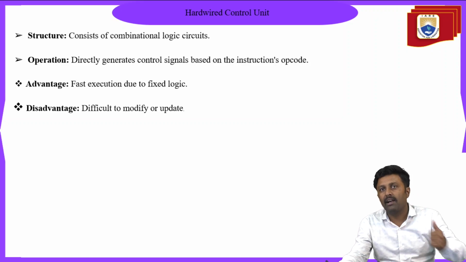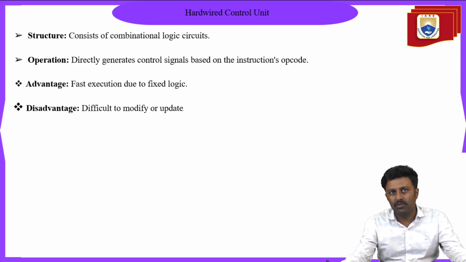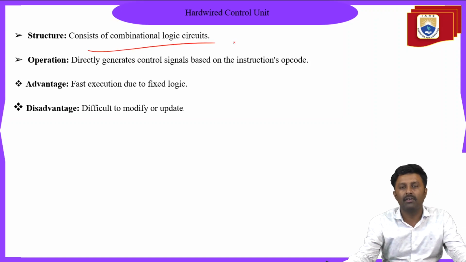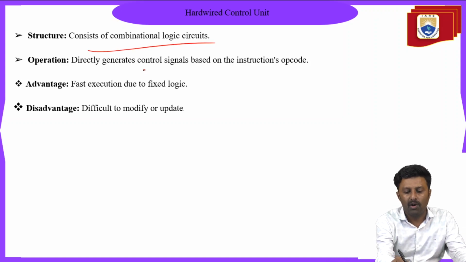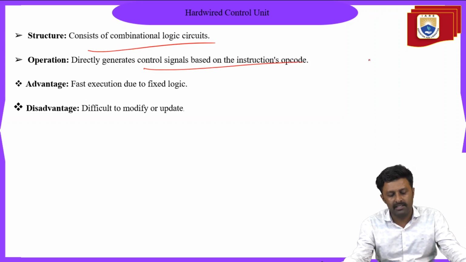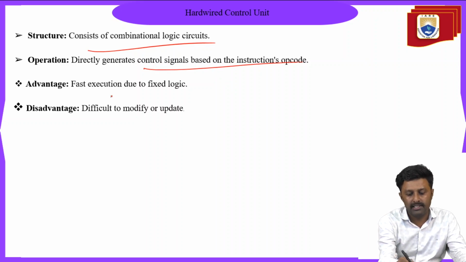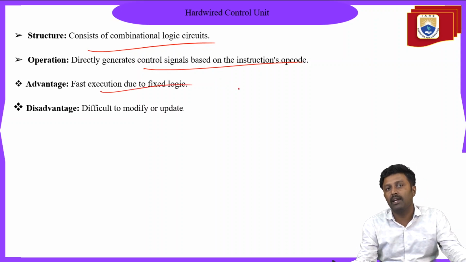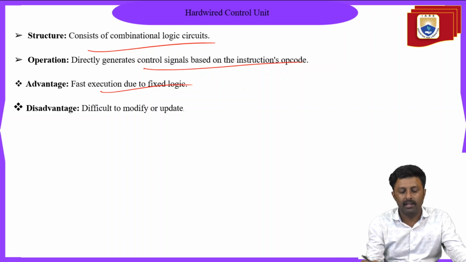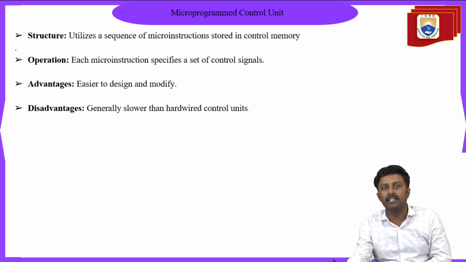So that is the hardware control unit. Already we have seen the structure consists of logic circuits. The operation is control signals based on the opcode of the instruction. The advantage is fast execution compared to the microprogram one, but it is difficult to modify and update, as you have seen earlier.